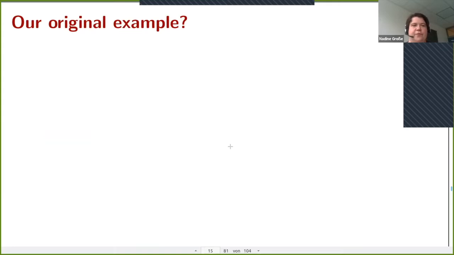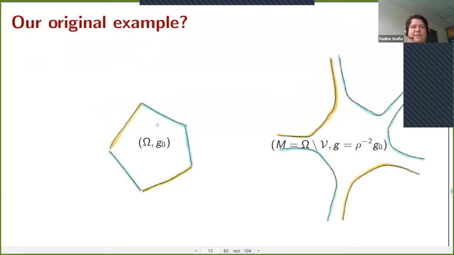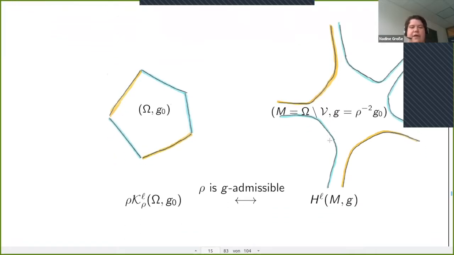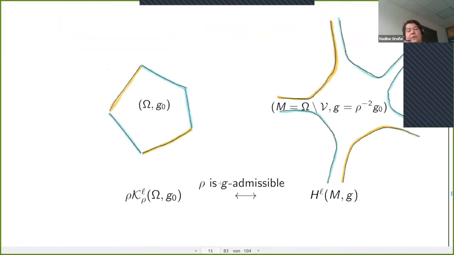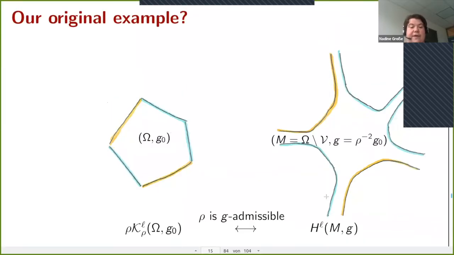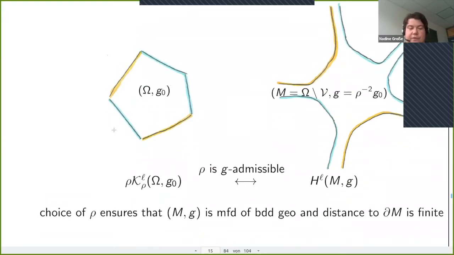And so let's come back to our original example. Can we now achieve our goal in understanding where this geometry stuff comes from? So here this was the original polygon, that's the blown up picture. Then here the rho is G-admissible, so it's really this translation from Kondratiev spaces to Sobolev spaces. And the choice of the rho on the left-hand side, which goes like the distance to the corner near the corner, really ensures that on the right-hand side you have this manifold of bounded geometry. And that's the distance up to now to the full boundary.